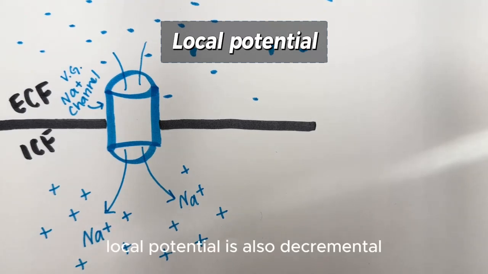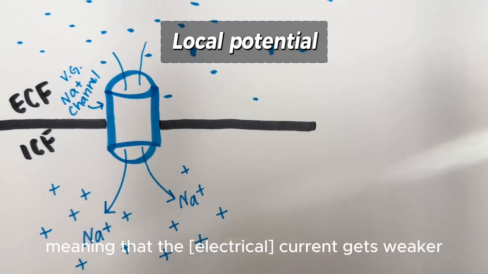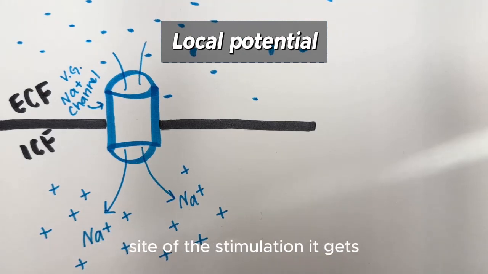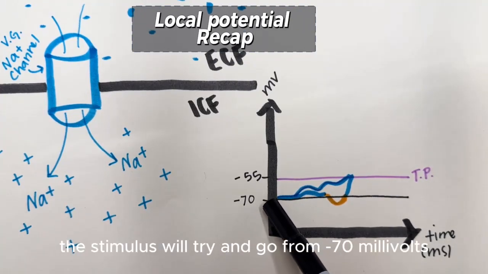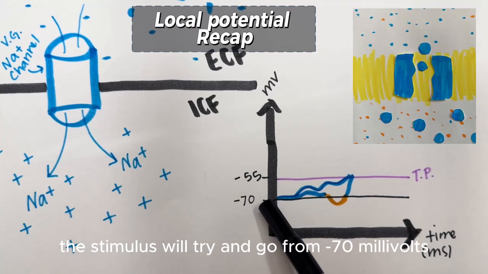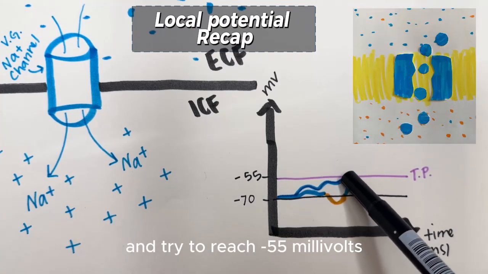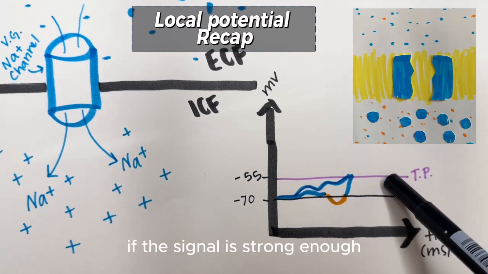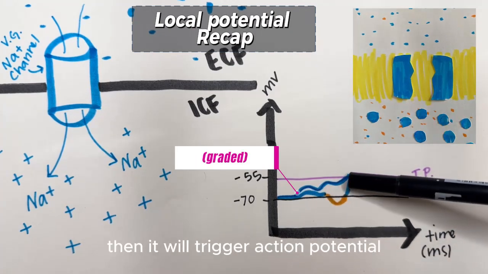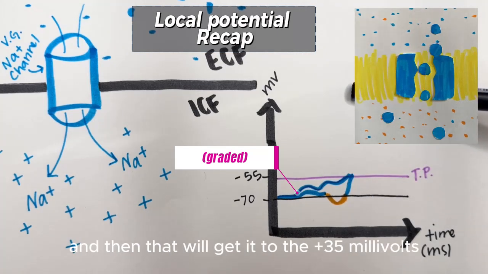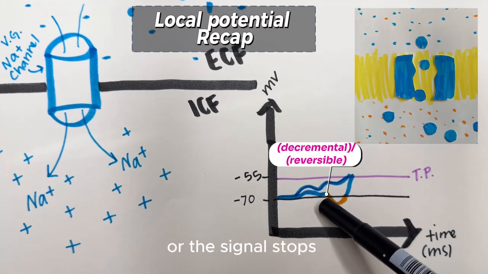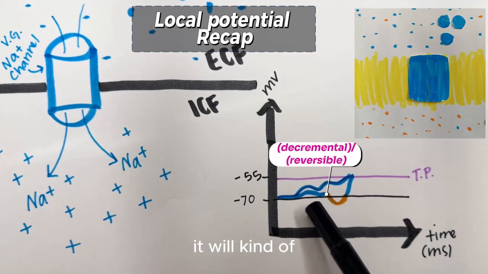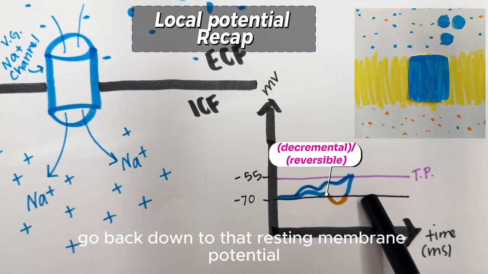Local potential is also decremental, meaning that the current gets weaker the farther away from the site of the stimulation it gets. So during local potential, the stimulus will try to go from negative 70 millivolts and reach negative 55 millivolts to reach that threshold potential. If the signal is strong enough, then it will trigger action potential, and that will get it to positive 35 millivolts. Sometimes if the signal isn't strong enough or the signal stops, it will go back down to that resting membrane potential.